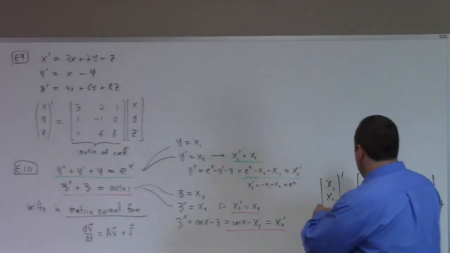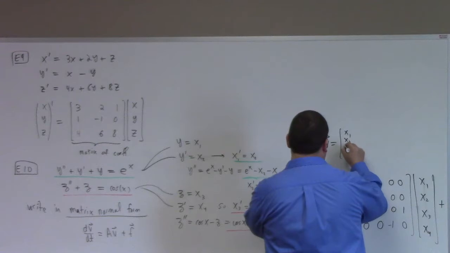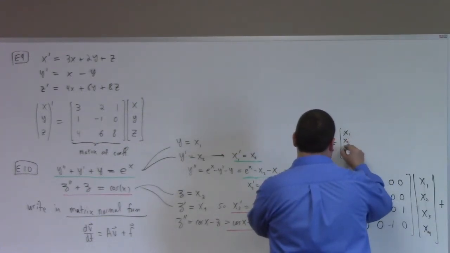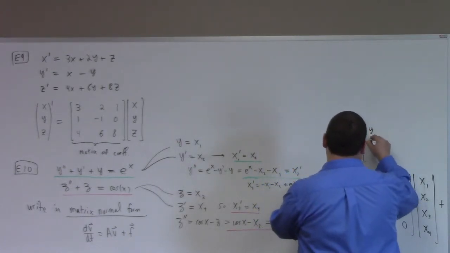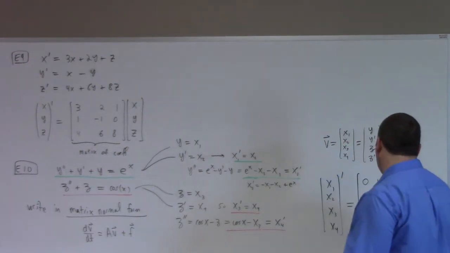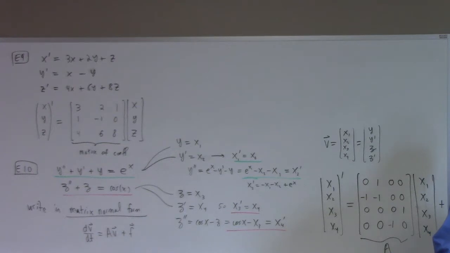This is my v, my vector of unknowns, x1, x2, and so on, which in this case is y, y prime, z, z prime. And this is my matrix of coefficients A. Here's my inhomogeneous term, F.